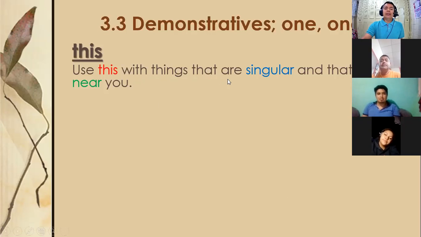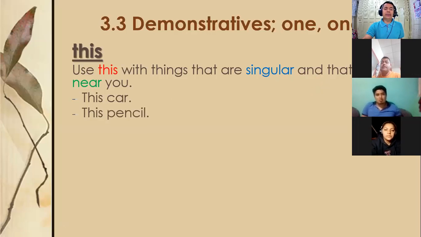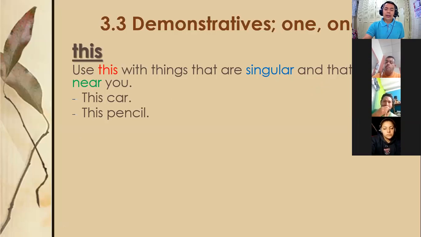Use this with things that are singular and that are near you. Okie dokie now. For example, this card, this pencil. Good. Now, puedes repetir la pronunciación de cerca. Near.